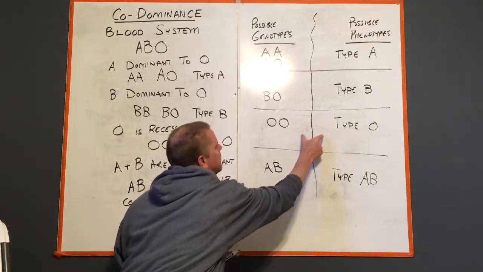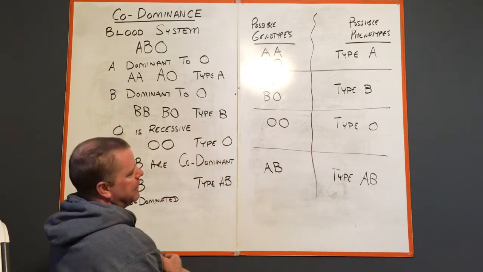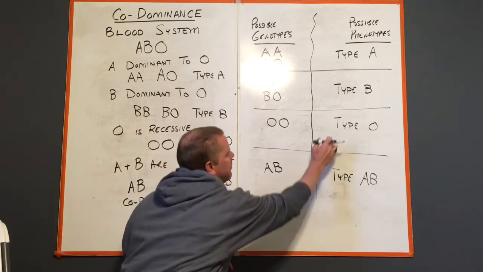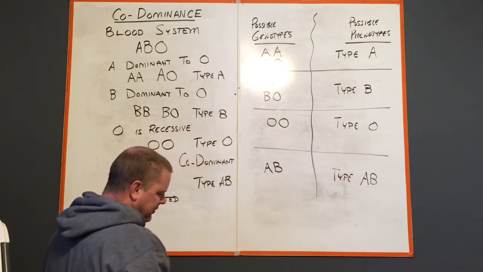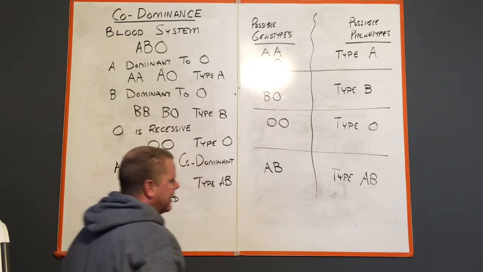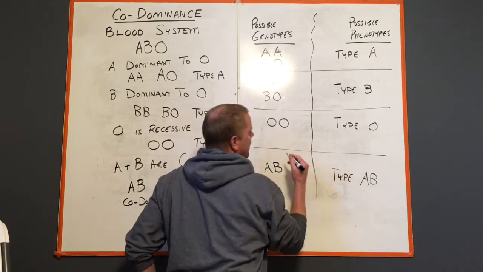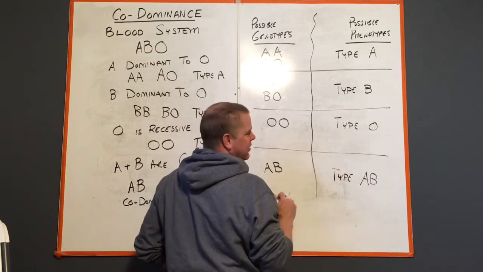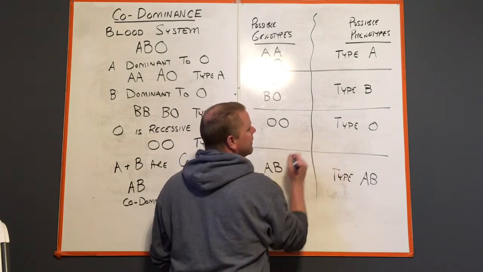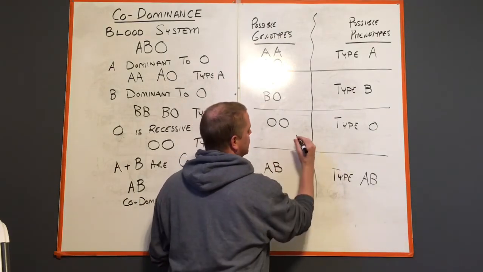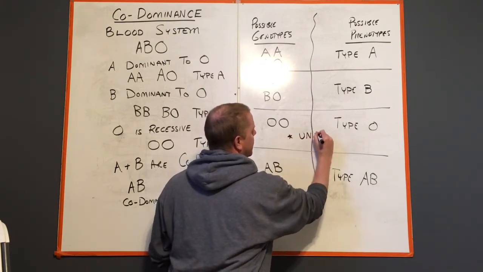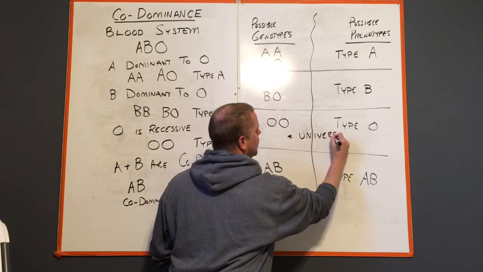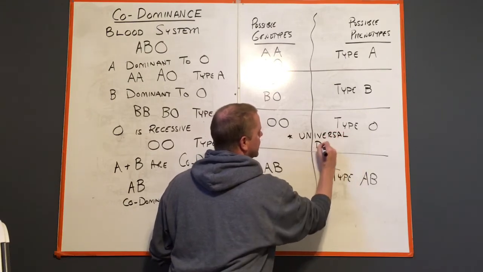This type O blood person is actually a really special person. You see, by type O, what we mean is their blood is absent of the antigens. And so what's cool about type O people is, because they are absent of that, they can give their blood to any individual. And so as such, type O people, we give them a name. We call them universal donors.